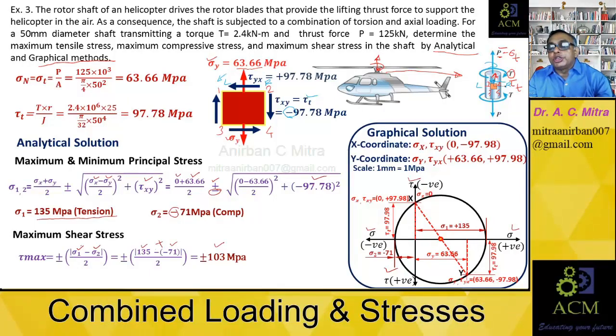So you need to measure that distance, basically 135 mm, and multiply by 1 megapascal, as my scale is 1 mm equal to 1 megapascal. So we got the maximum tensile stress 135, maximum compressive stress 71 megapascal, and for the maximum shear stress, you just draw a vertical line where it cuts the circle, and measure that distance. So that will be tau max plus minus 103 megapascal. So that's the way to solve the same problem using the Mohr circle also.